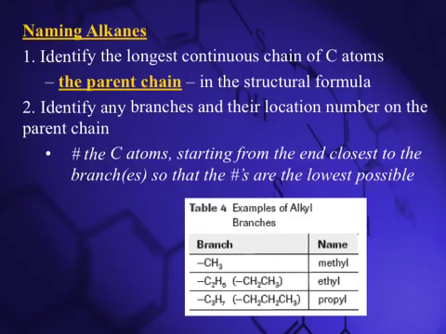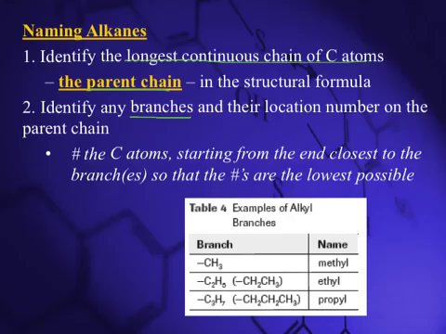Let's learn how to name these branched alkanes. The first thing you need to do is to determine the longest continuous chain of carbon atoms. We're going to call this the parent chain because all the other daughter and son chains will come off the parent chain. Then we identify these daughter chain branches and their location on the parent chain. We have to figure out, should we number them from left to right or right to left, in order that the branches have the lowest possible numbers.